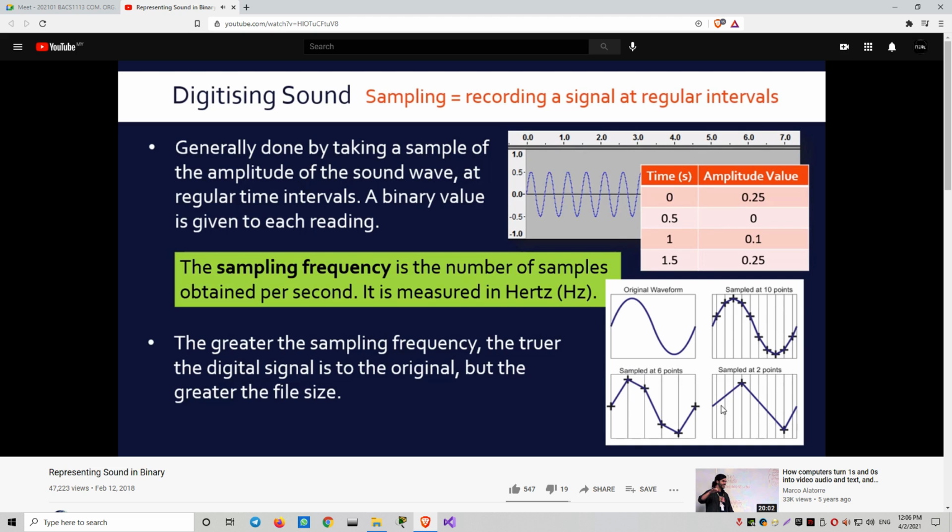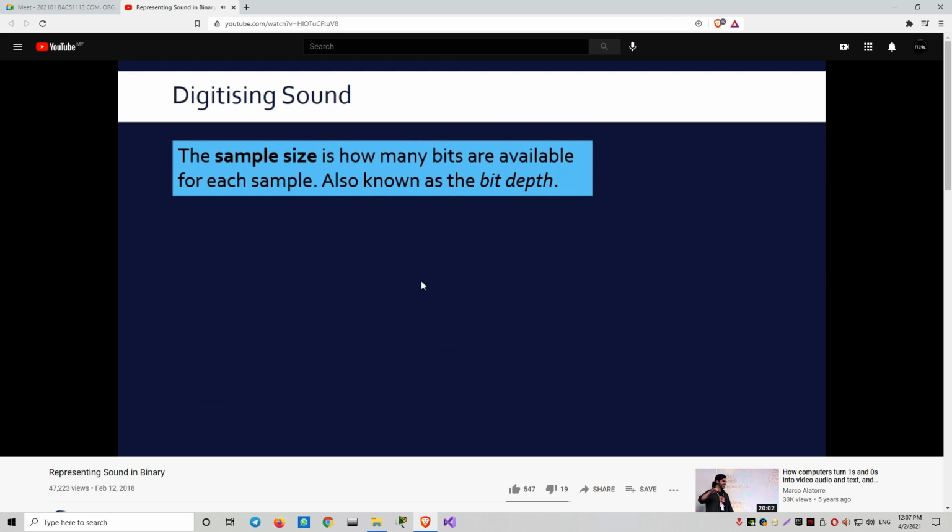If we sample only 2 points, we get a very different wave to our original. 6 points is slightly better, and 10 points is better as well. So this is an increase in sampling frequency, although we don't know any times here, so we can't give an actual value. You might see the sentence kind of rewritten in terms of quality, and I personally try and avoid that because, at least to me, quality is more about our perception of the sound, whereas we can analyse our digitised sound wave versus the original analogue sound wave, but we can't really put a measure on the quality of the sound. Another definition you need to know is the sample size, and this is how many bits are available for each sample, and this is also known as the bit depth. And this is basically the same concept as the color depth for images.